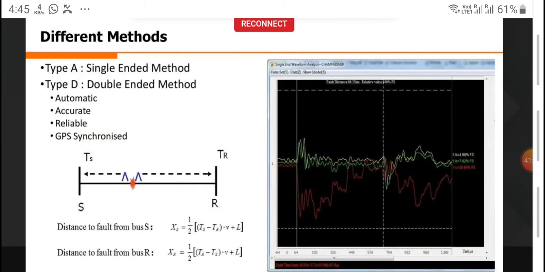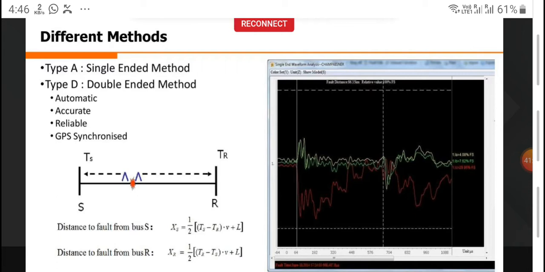This is the same method that we saw earlier, where you have your systems put at S and R. The traveling waves generated from the fault location will be captured at these two ends, and from the difference in time of arrival of these waves, you calculate the exact distance of the fault location from the two substations. And the added advantages that we saw earlier are that they are automatic. You don't have to do anything. The system will do everything for you, right?